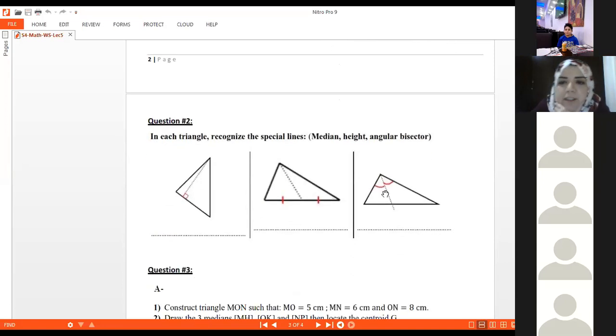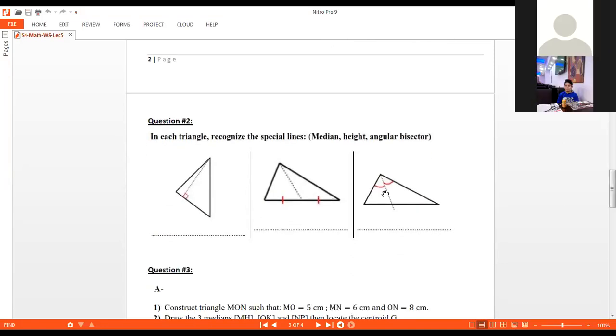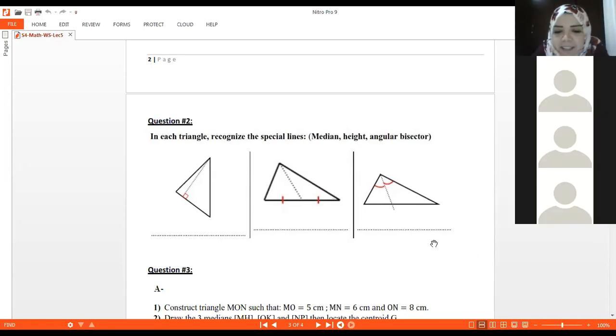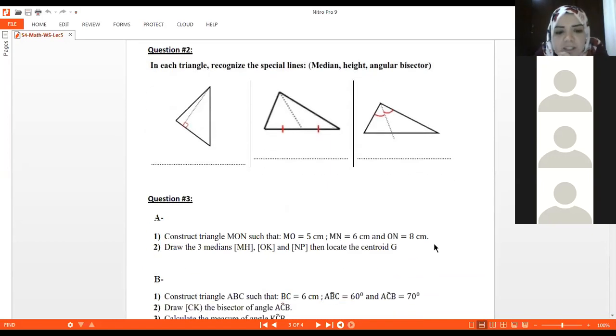You have to tell me what are the special lines drawn in the triangle. What do you think about the first one? Height. Excellent. What do you think about the second one? Median. Very good. What do you think about the third one? Angular bisector. Excellent. How did you find constructing the triangle and drawing the medians?